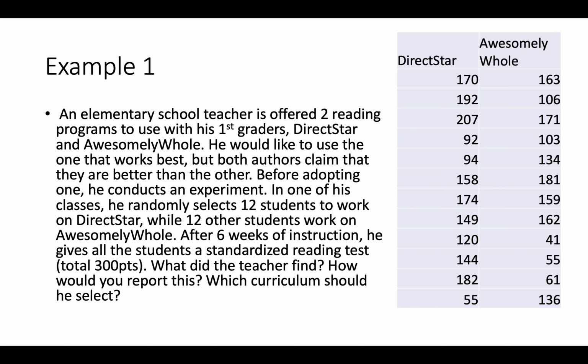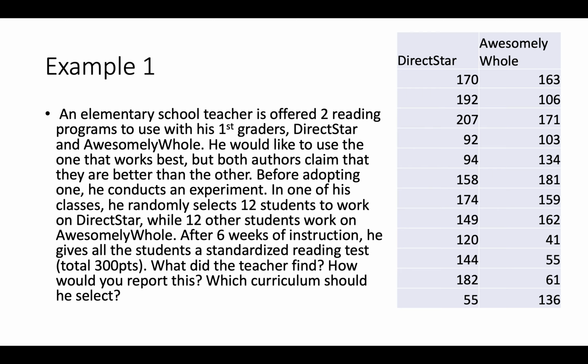So, an elementary school teacher is offered two reading programs to use with his first graders, Direct Stars and Awesomely Whole. He would like to use the one that works best, but both authors claim that they are better than the other. Before adopting one, he conducts an experiment. In one of his classes, he randomly selects 12 students to work on Direct Star, while 12 other students work on Awesomely Whole. After 6 weeks of instruction, he gives all the students a standardized reading test, a total of 300 points. So, what did this teacher find?